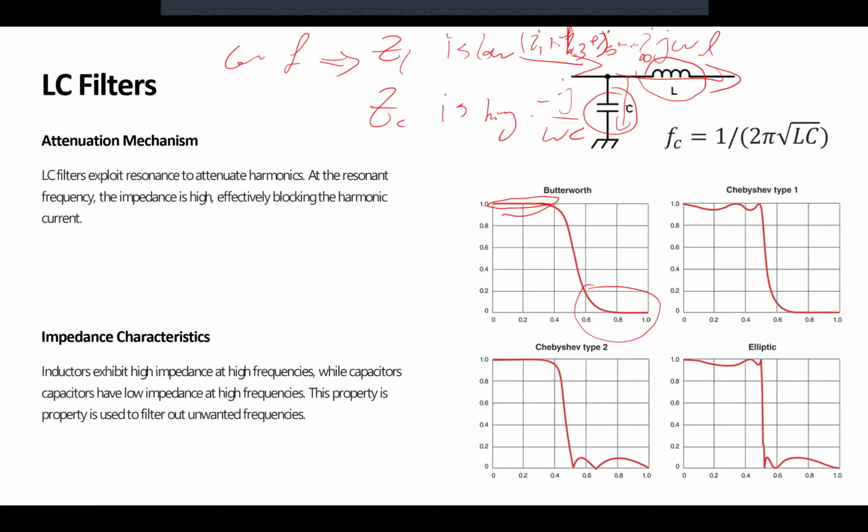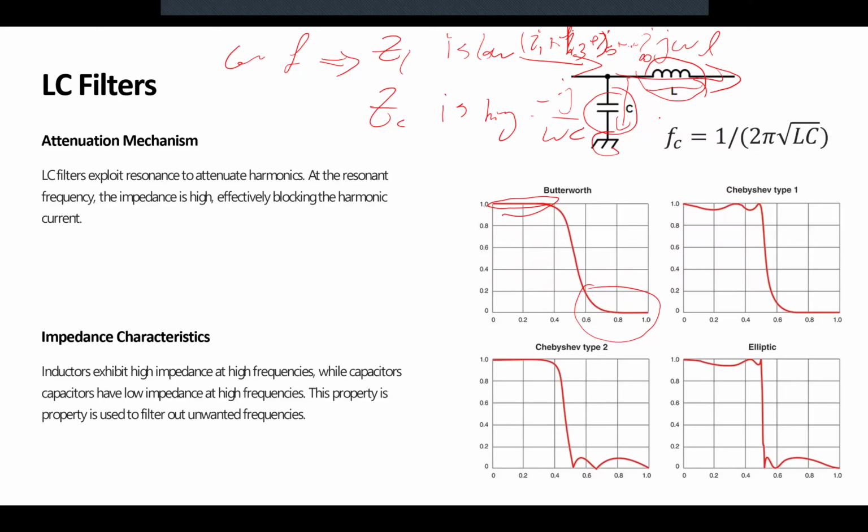Now, I'm going to increase the frequency to the third harmonic. What's going to happen? The impedance of L rises, the impedance of C falls. So now the third harmonic sees lower impedance in the C branch than the L branch. So it prefers to go toward the C branch, so it gets to the ground. A little bit of it passes through the L.